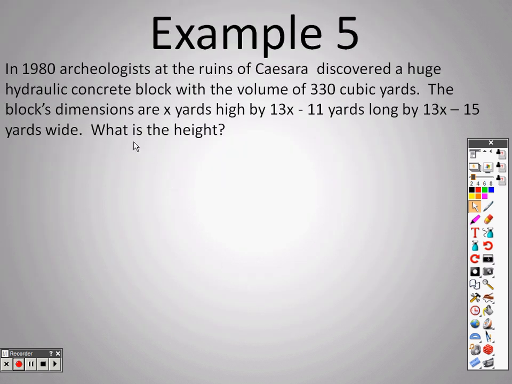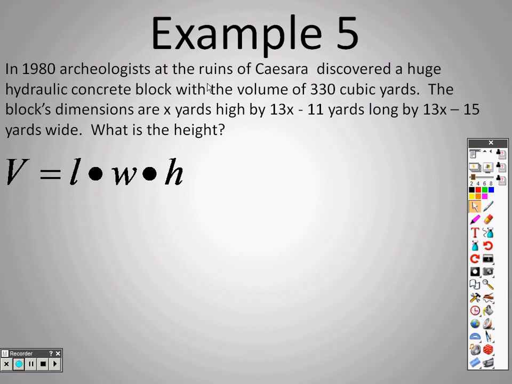So in example 5, it says in 1980, archaeologists at the ruins of Caesarea discovered a huge hydraulic concrete block with a volume of 330 cubic yards. The block's dimensions are x yards high by 13x minus 11 yards long by 13x minus 15 yards wide. So what is the height?